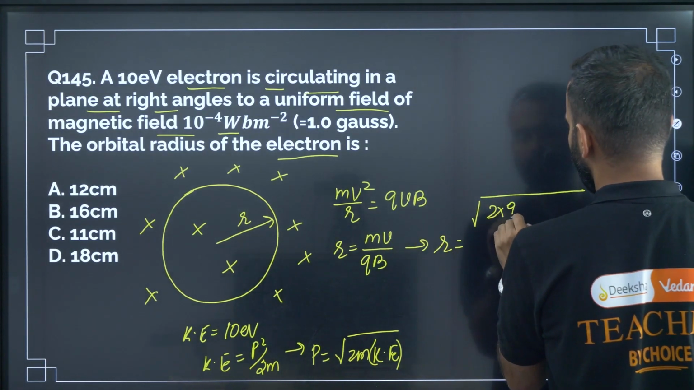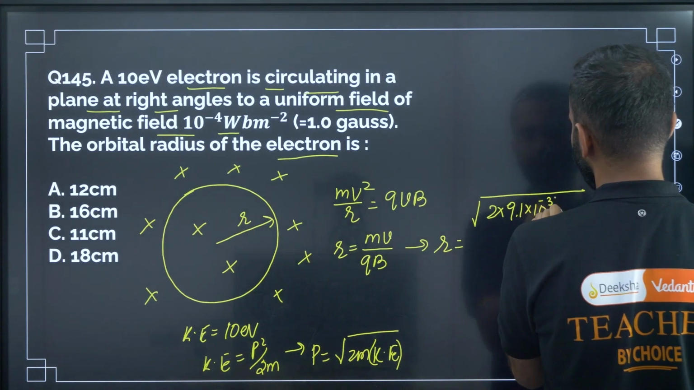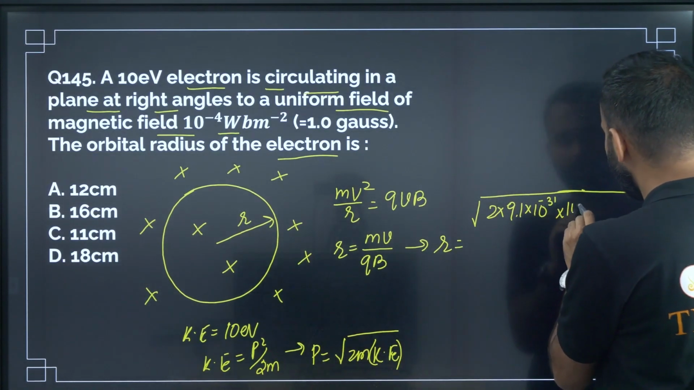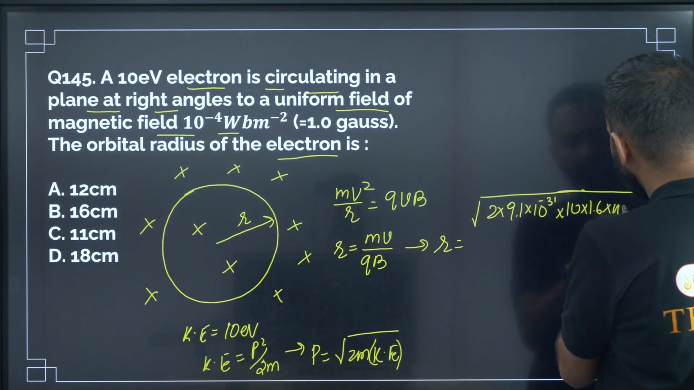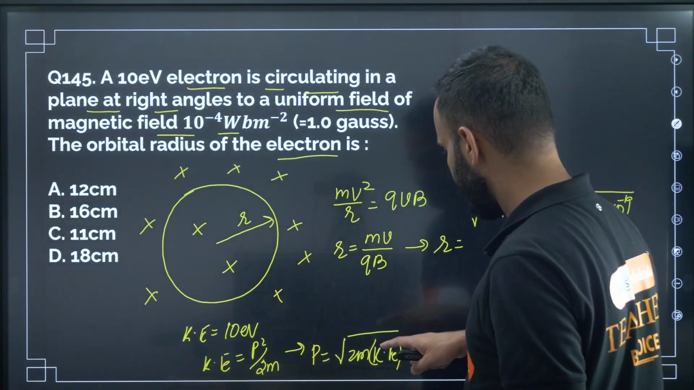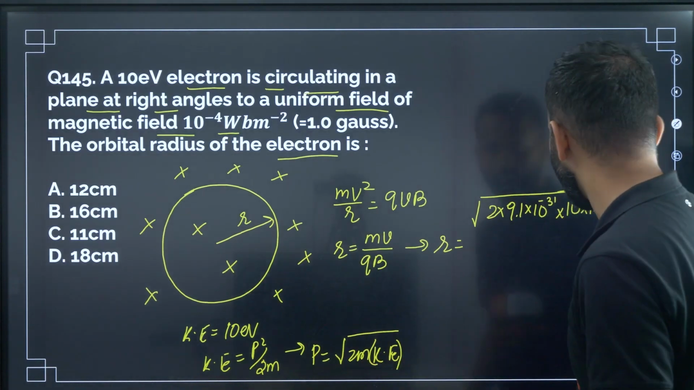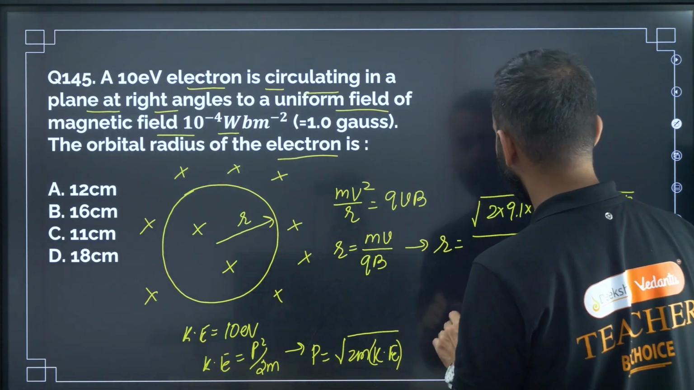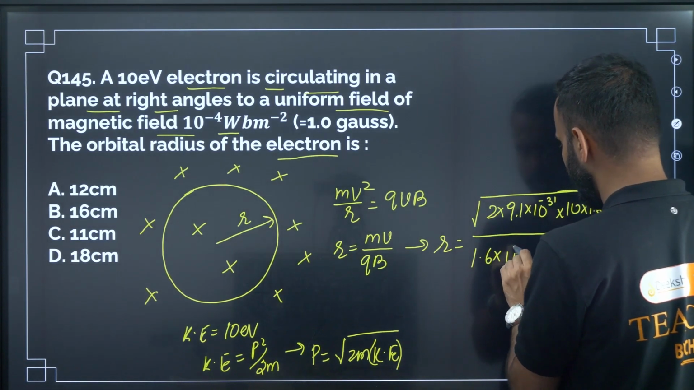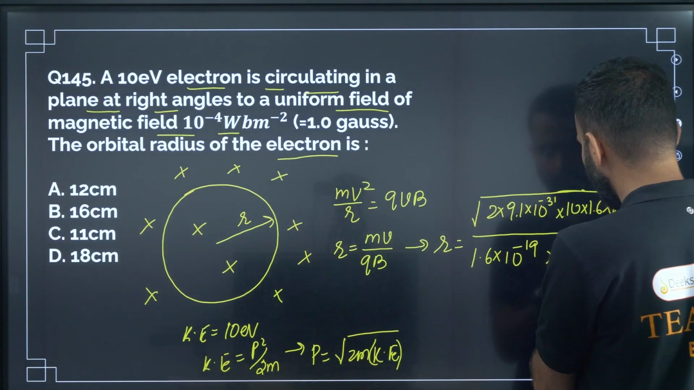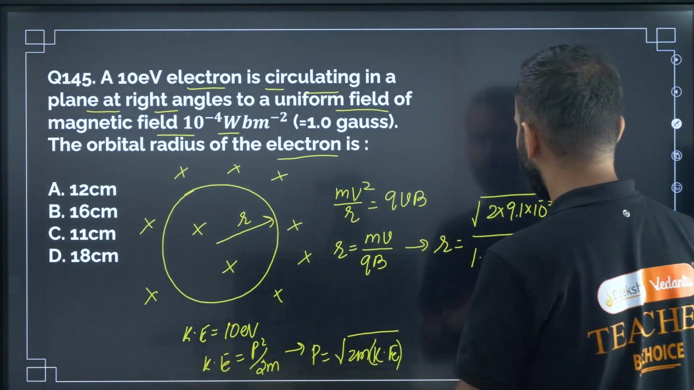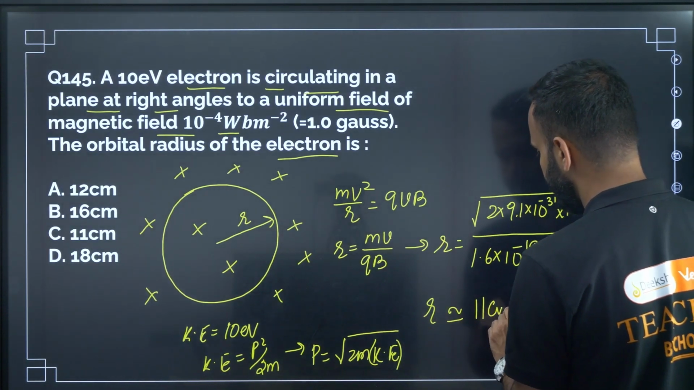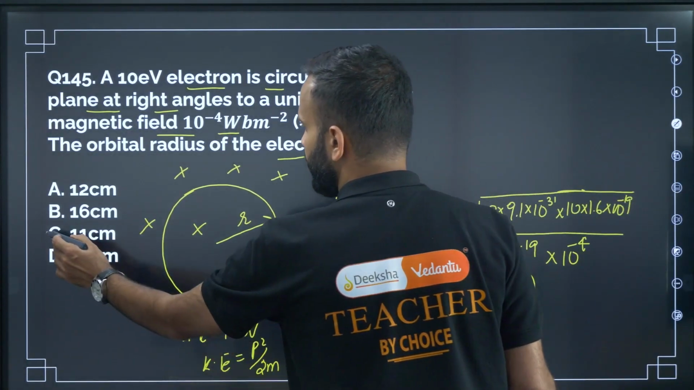electron, that is 9.1 into 10 to the power minus 31, okay, into KE, which is 10 electron volt, that is 10 into 1.6 into 10 to the power minus 19 joule, since an electron volt is 1.6 into 10 to the power minus 19 joule, whole divided by q. q is the charge of the electron, that is 1.6 into 10 to the power minus 19, into B. B is 10 to the power minus 4 Tesla or Weber per meter square. Now solve this, okay, you will get r approximately equal to 11 centimeter. So the correct option is C.